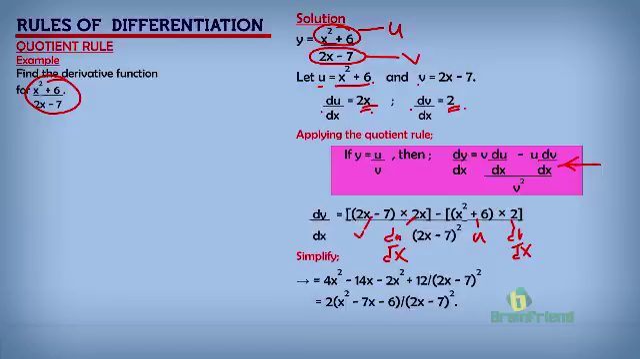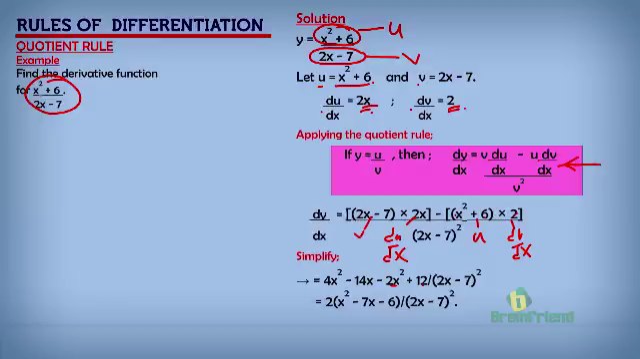All we need to do is to simplify it again. If we multiply this out, 2x and 2x will give us 4x squared. 2x and minus 7 will give us minus 14x. Minus 2 multiplied by x squared would give us minus 2x squared. Minus 2 also multiplied by 6 would give us minus 12. All over 2x minus 7 squared.